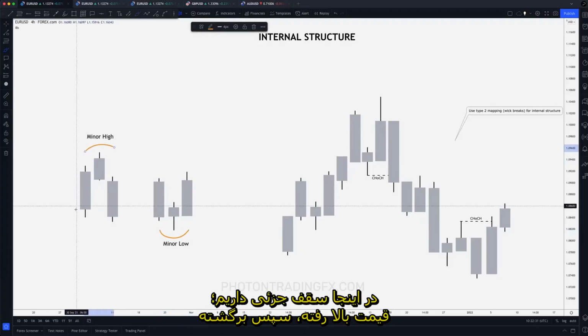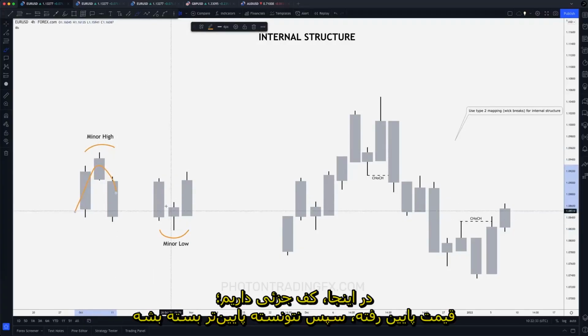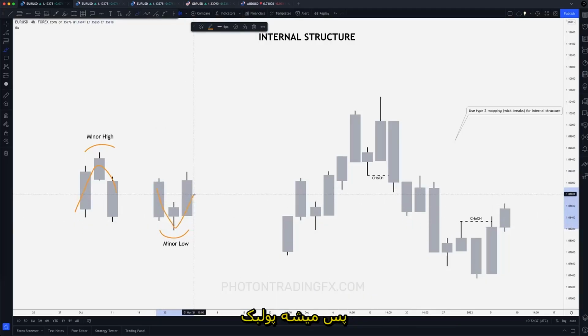So here we have a minor high, price moves up, it pulls back. Here we have a minor low, price continues to move down, then it fails to break that candle's low, so now we've had a pullback, okay? So hopefully that makes sense.